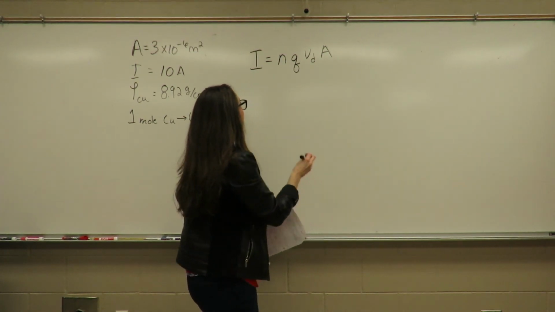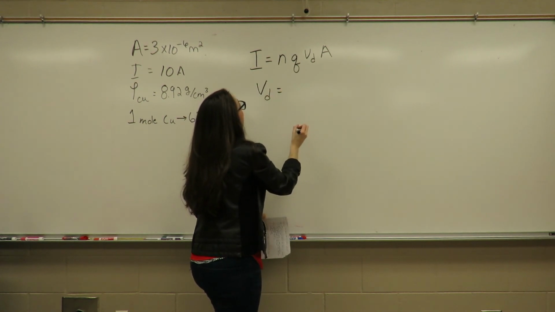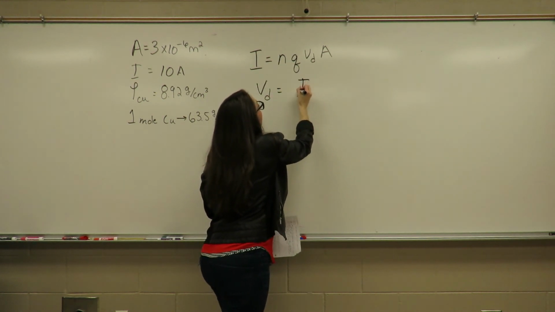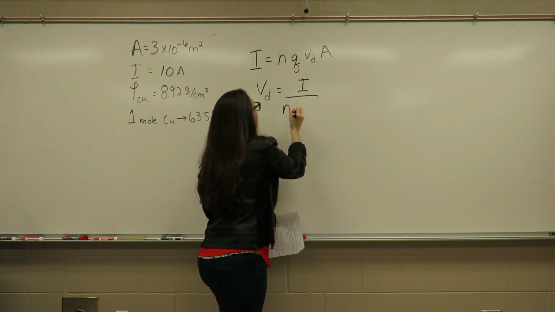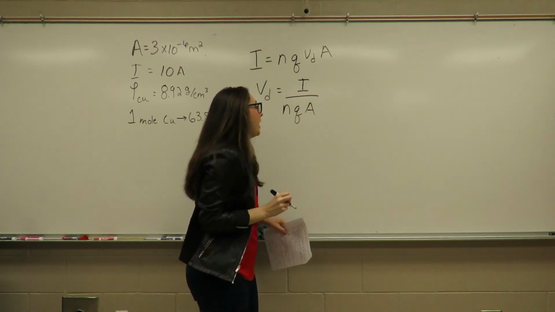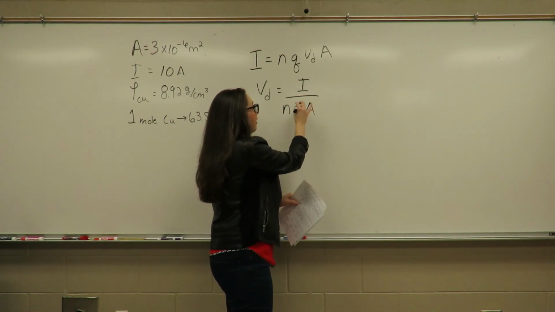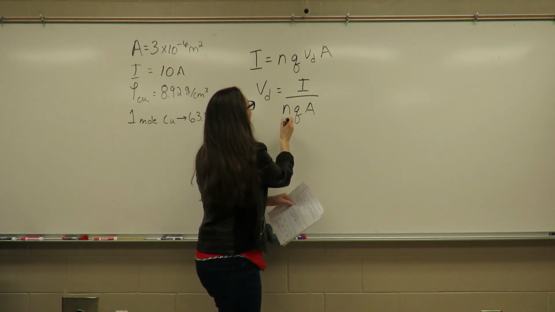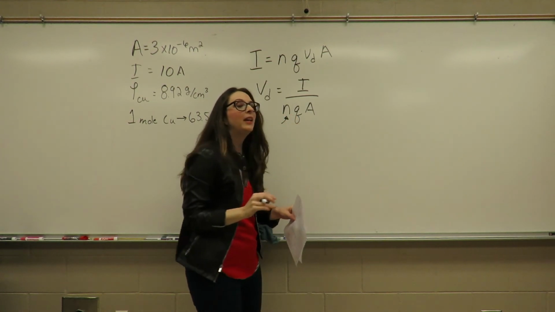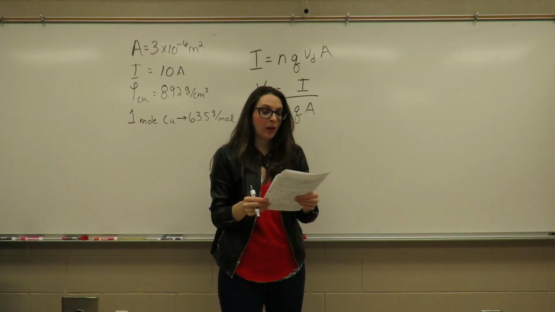So we're looking for the drift velocity. I can solve this equation for drift velocity. So the drift velocity is equal to the current divided by our number of charge carriers times Q times A. Okay, so we know the current, we know the cross-sectional area, we know Q, but what are we going to use for N here? The number of charge carriers per unit volume.